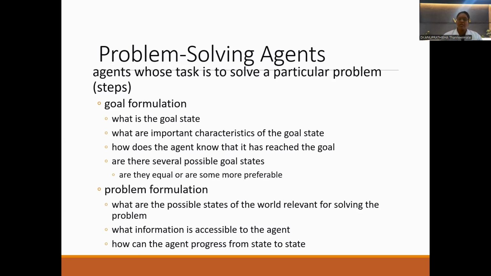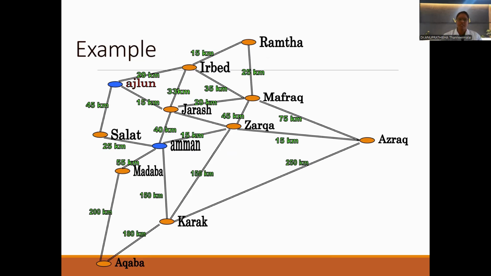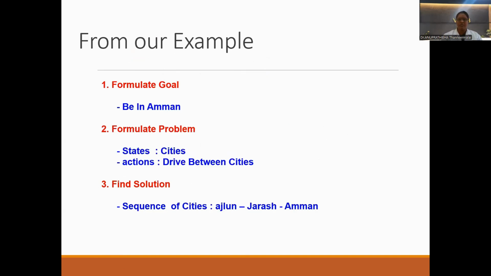And regarding problem formulation, what are all the possible states of the world relevant for solving the problem? What information is accessible to the agent? How can the agent progress from state to state? So this is like a map where we have to reach from Amman to Zarqa. The path cost is 15 kilometers, so directly from Amman to Zarqa we can reach. That is the desirable solution.